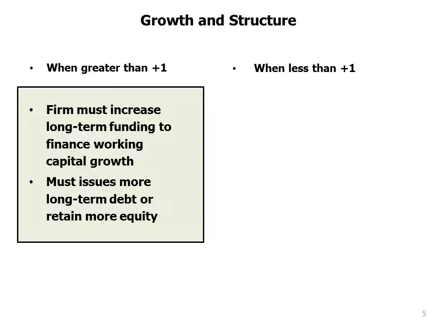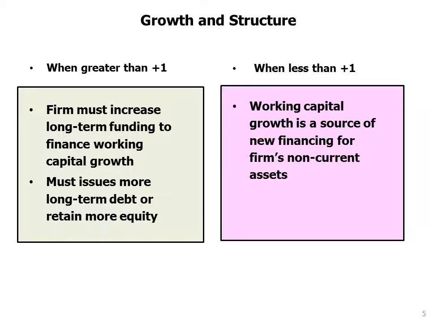And this is quite different to firms with net current liabilities, where the current ratio is less than 1, where working capital is a source of financing for non-current assets. In these cases, the growth in working capital with sales provides new financing for a firm's non-current assets.